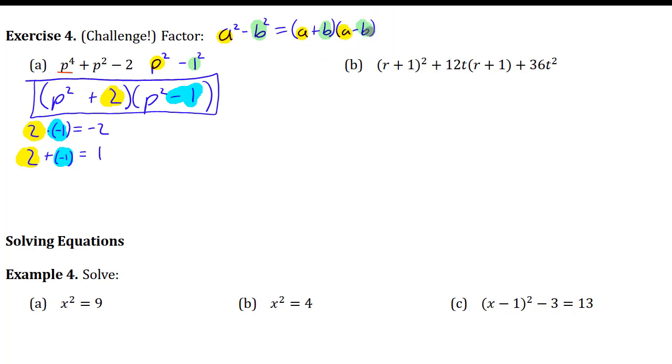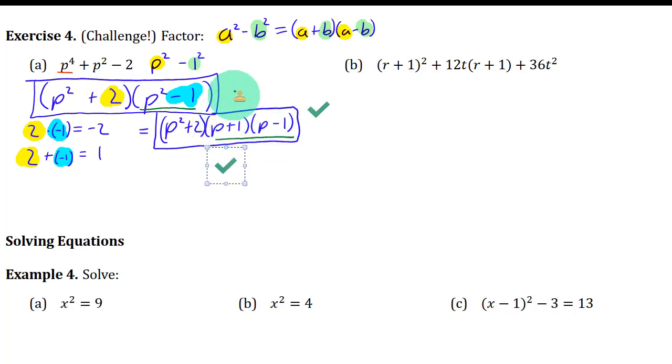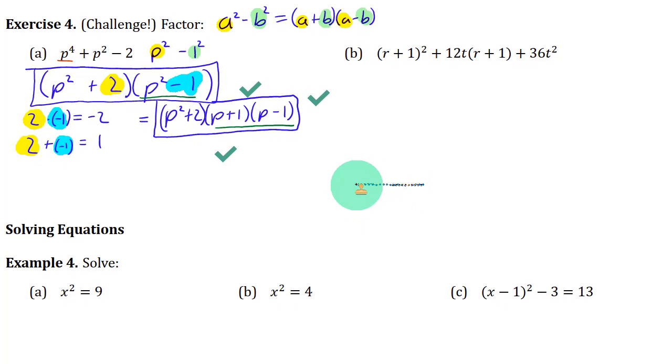So you can do the same thing here with the p squared minus 1. So there's still p squared plus 2. Turns out that can't be factored. But the p squared minus 1 part can be turned into p plus 1 times p minus 1. So that is now completely factored. So if you got that, give yourself an extra large pat on the back. That's really good. Okay.